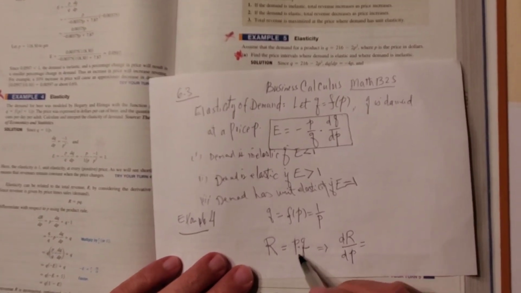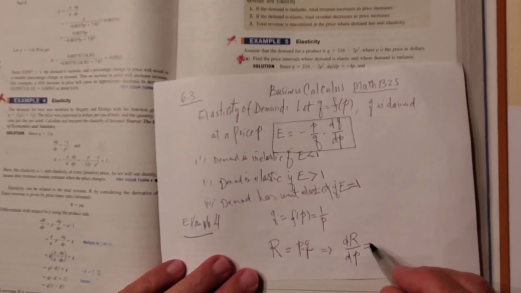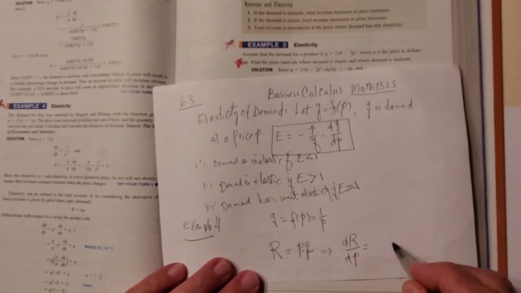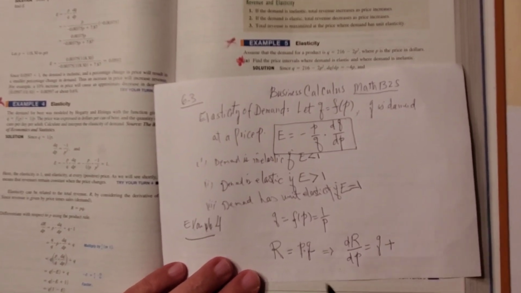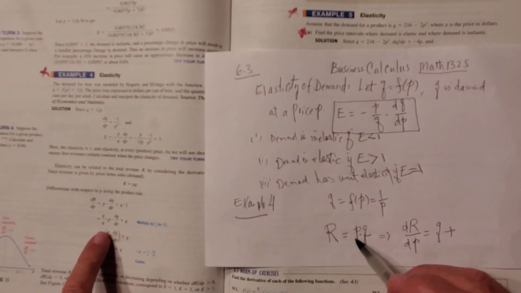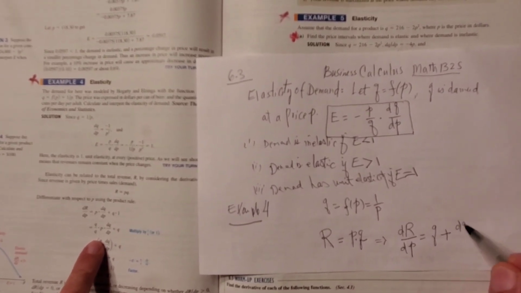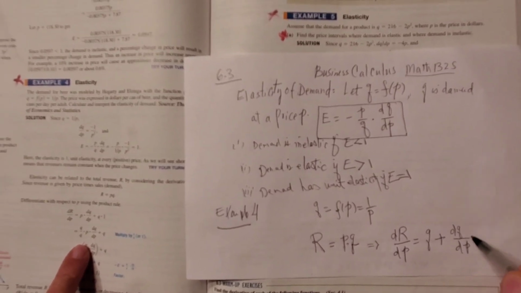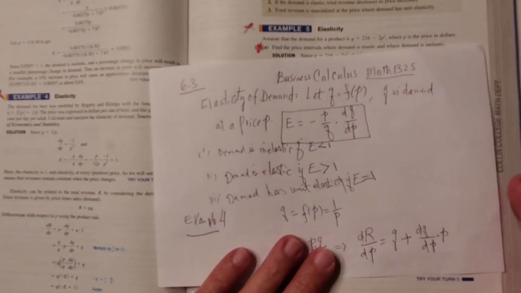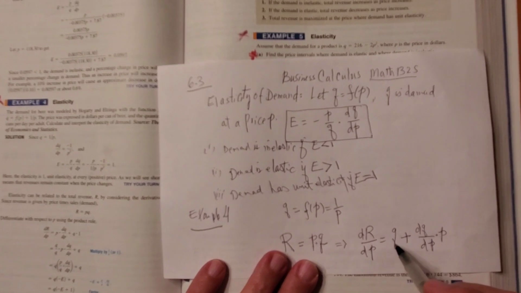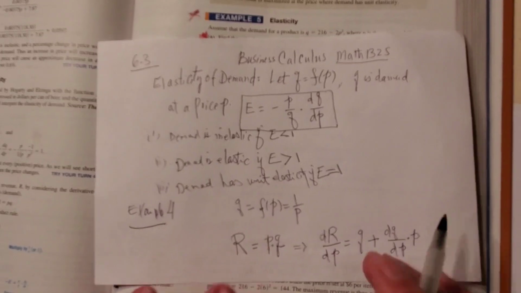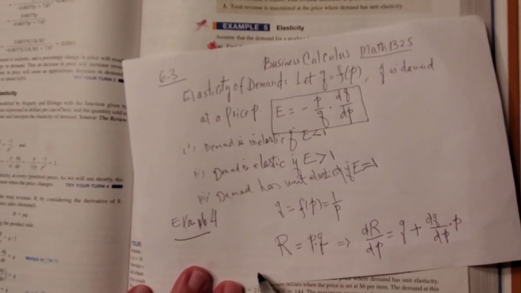So the derivative of R with respect to P would be, by definition, the derivative of P with respect to P, which is 1, times Q. So it would be Q plus dQ over dP times P. This is what we have so far. Then we can write this in a form multiplied by Q and then divided by Q. I will tell you why we are doing this later on.